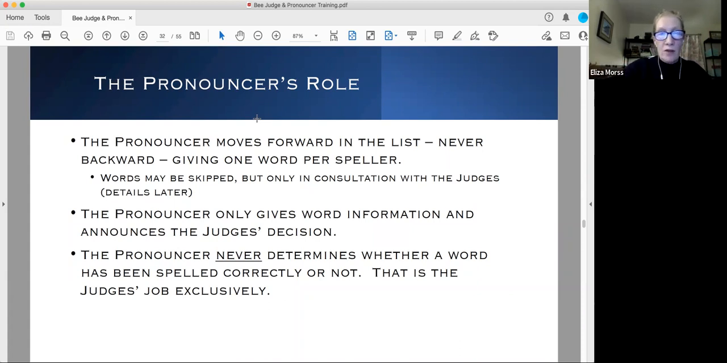So pronouncer, you're the conversationalist. You're the kid's lifeline to the pronouncer guide. Judges, you're the silent ones, and you're going to give the judgment. So continuing on, pronouncer's role.